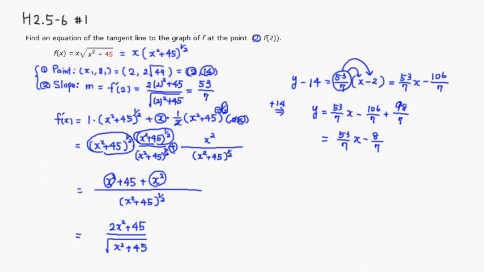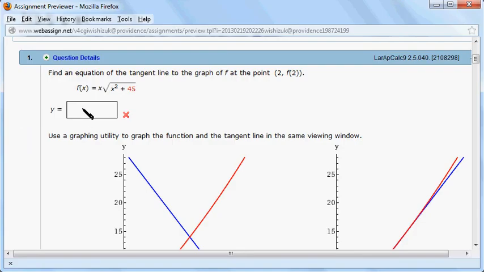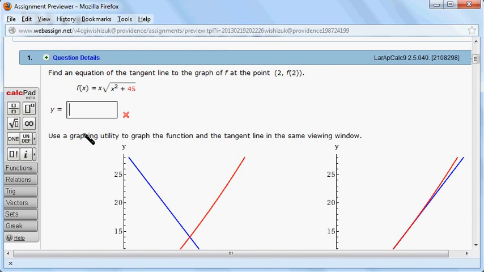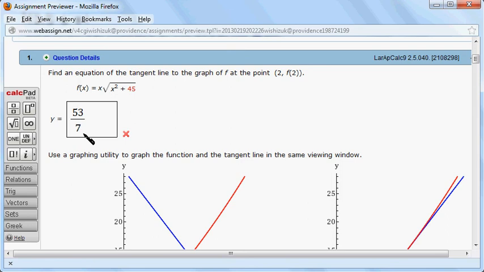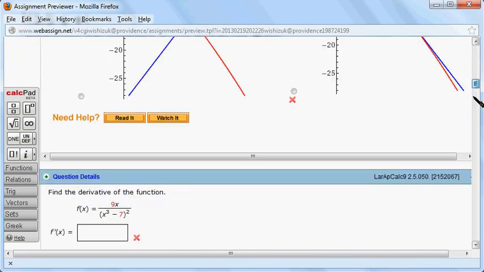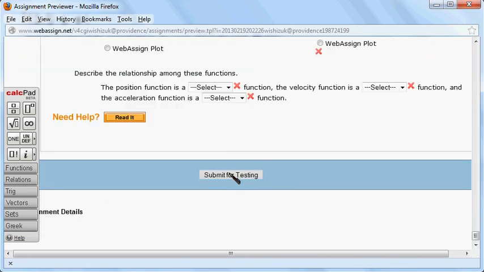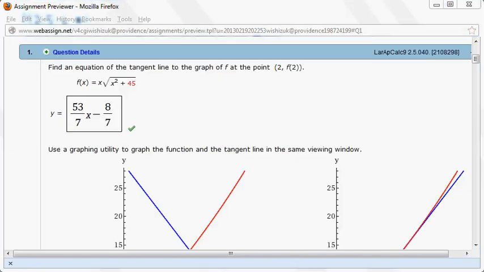So let's check the answer. The equation was 53 over 7 times x minus 8 over 7. Let's check the answer by submitting that. It came back as the correct answer. That's it. I hope that this was clear.